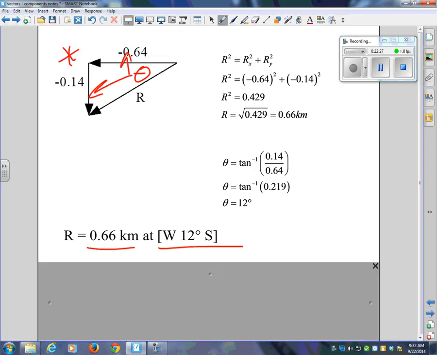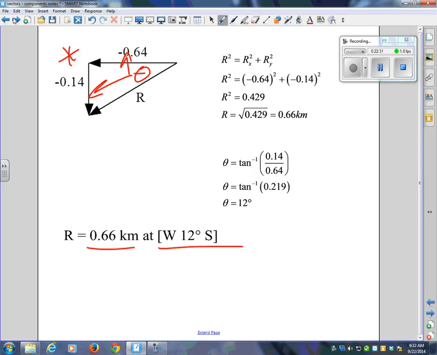Does it matter which trig function you use? Because I use sine and then... You would get 12 degrees still? Yeah, as long as you use the hypotenuse, that's all right. Yeah, Joy mentioned that. No problem.